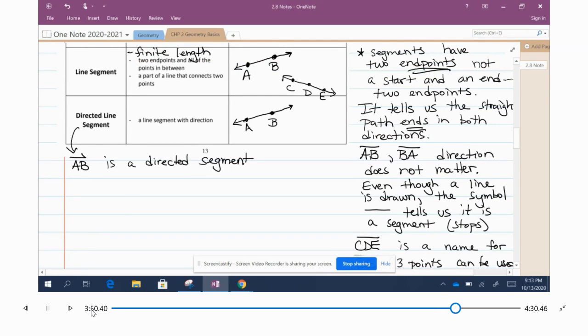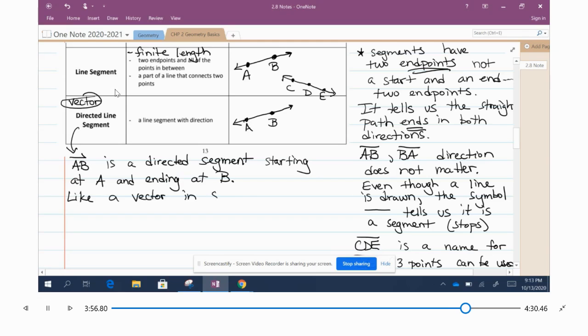Okay, directed segment. What I want to teach you about that is, think of a vector in science. Okay, now the order does matter. If I tell you it's a directed segment, it's almost like a ray, but it's not. Okay, a ray goes forever in one direction. A directed segment does not go forever. It has a finite length as well, but the difference between the directed segment and a segment is simply the direction. You start, in this case, at A, and you stop at B. So you have to go in that direction. There is a start and an end. Okay, for a segment, there's just 2 ends. Doesn't matter what the start is.